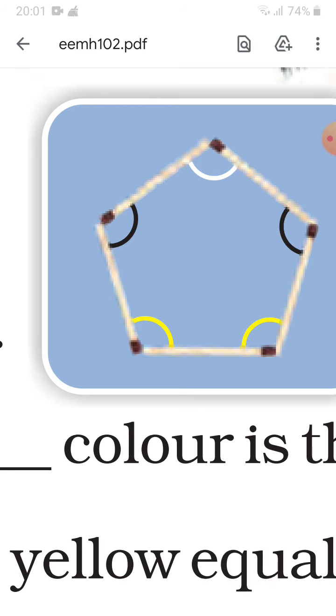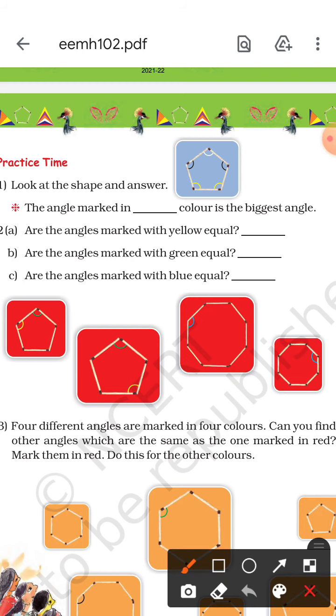Now you can see the next question, with all the figures below the question. The question is, are the angles marked with yellow color equal? Here you can see that in this figure we have the angle marked with yellow color, and in this figure we have this.